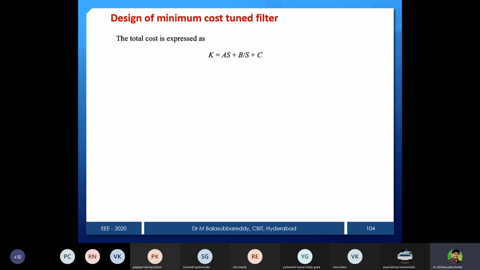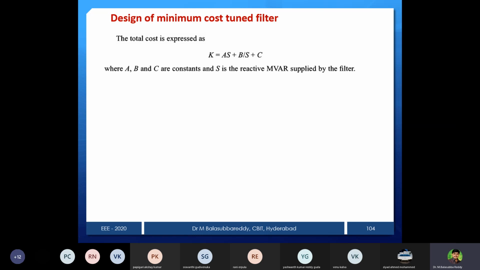If it is a part A question, let it be an essay question that they divide into two parts, A and B. If it is a small question, you can directly start here. That is the reason I am mentioning the direct expression: total cost is equal to AS plus B by S plus C. But later I will derive how you got this also.